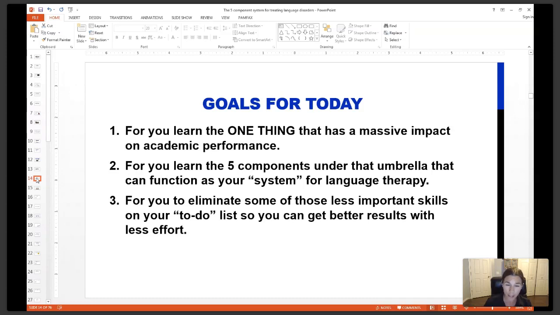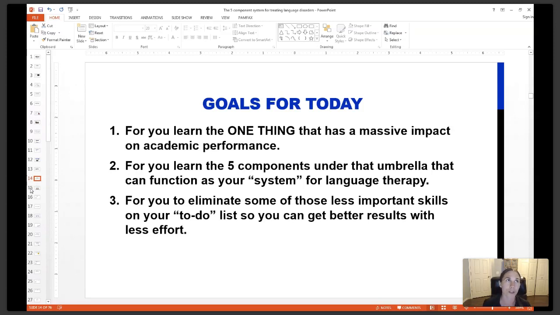So for you to learn that one key area that has a huge impact on academic performance that tends to be a key culprit for kids with language disorders. And for you to learn the 5 components that fit under that broad umbrella that really function as your system. And for you to be able to evaluate what you're already doing so that you can eliminate some of those less important skills on your to-do list. Because let's be honest, we probably have massive to-do lists. And I want you to be able to get better results with less effort. Yes, obviously, these massive breakthroughs don't come easy, but chances are that there are times that we're really swimming upstream and working on things that maybe aren't the best use of our time.